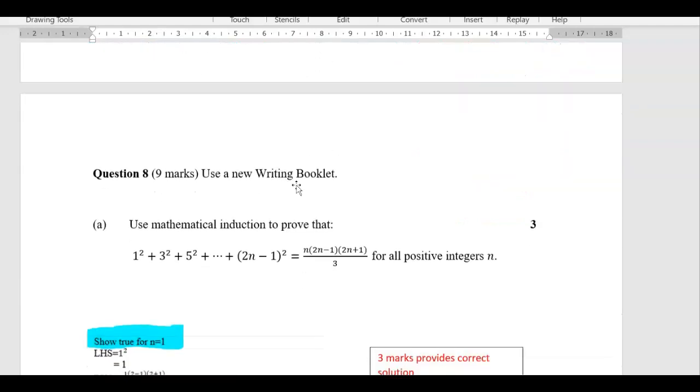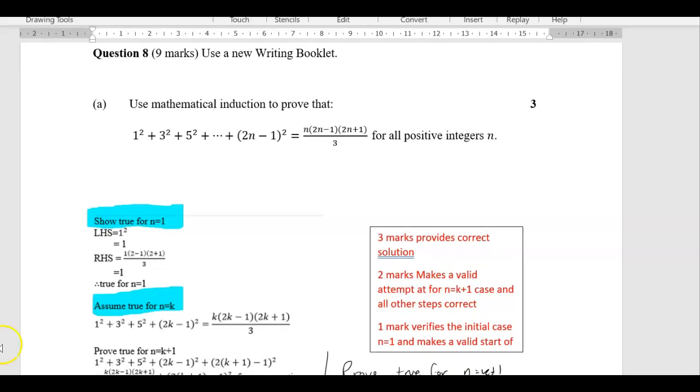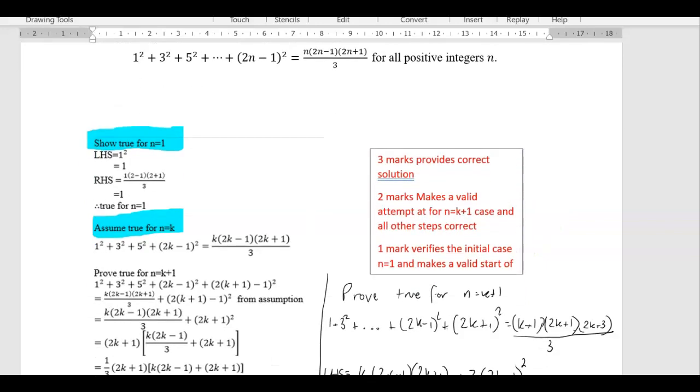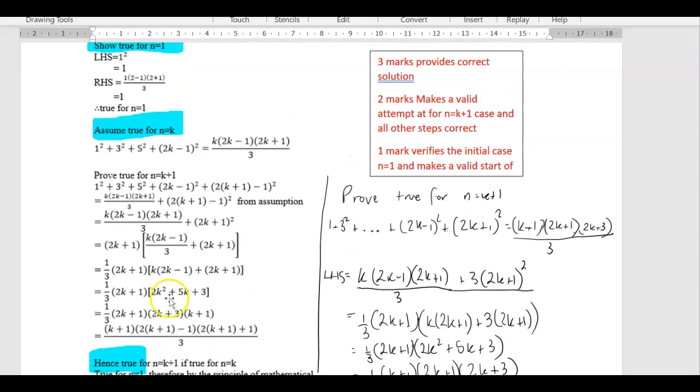Okay, next part. Mathematical induction. These were all worth 3 marks each. I'm not going to go through all of it verbally because I think we've got the answers here and it will be very boring to go through all of it verbally. 3 marks if you got the correct solution, showed all of the steps. 2 marks if you did get through all of it but you attempted the n equals k plus 1 step and tried to get that out, and only 1 mark if you gave it a go and you got the first bit out.